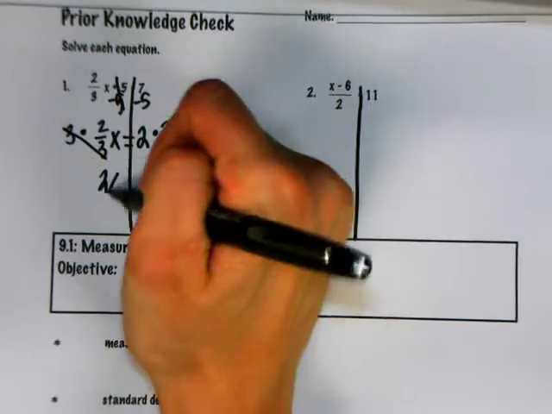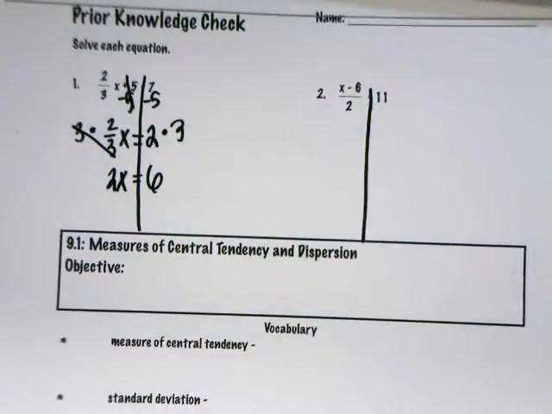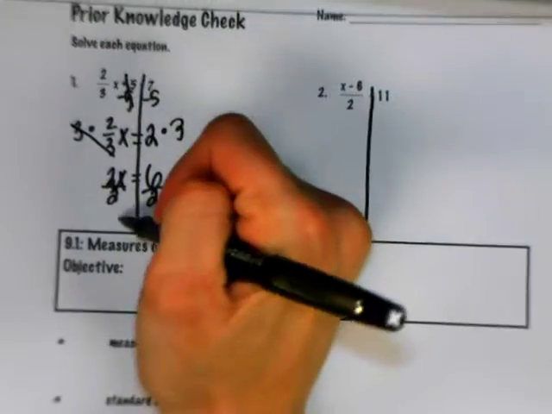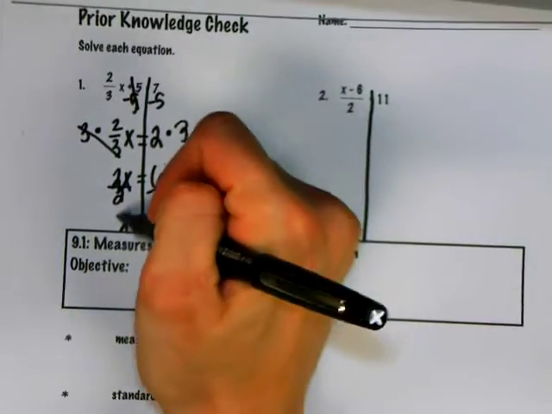So then you have 2x equals 6. And then what would you do? You divide by 2. So x equals what? 3. Yeah.